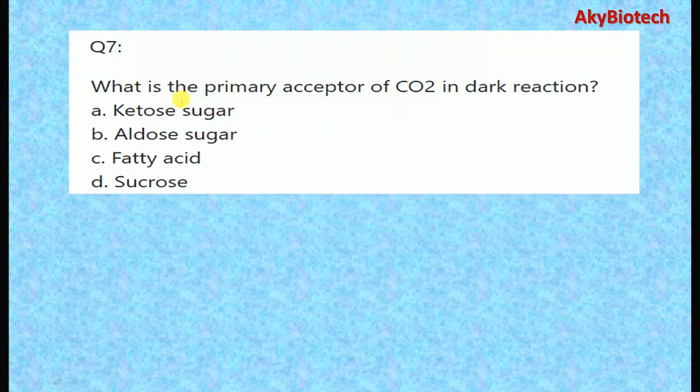Then question number 7. What is the primary acceptor of carbon dioxide in dark reaction? The primary acceptor of carbon dioxide in dark reaction is a ketose sugar.